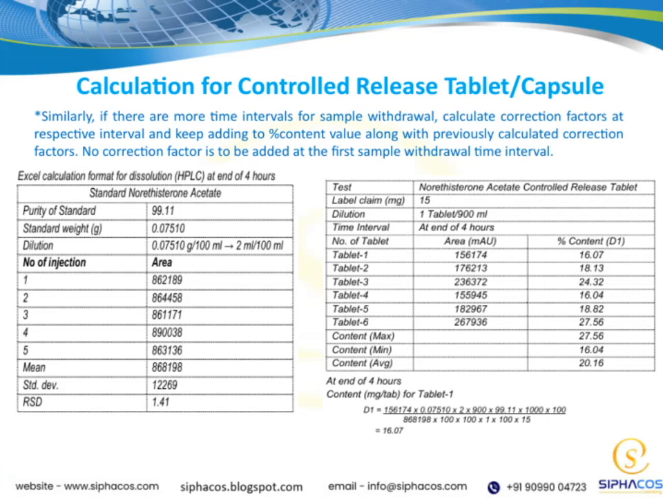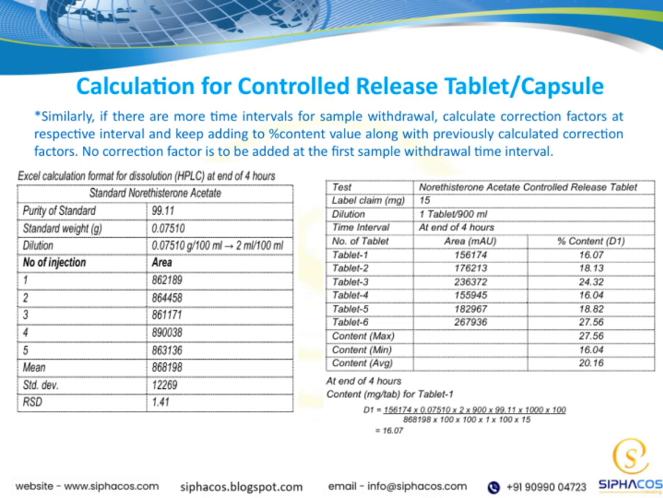Similarly, if there are additional time intervals for sample withdrawal, we need to calculate the correction factors at each of those intervals. Then, we keep adding these correction factors to the previous content value, along with any correction factors we've already calculated. It's important to remember that we do not add a correction factor at the very first sample withdrawal time, since that serves as our baseline.